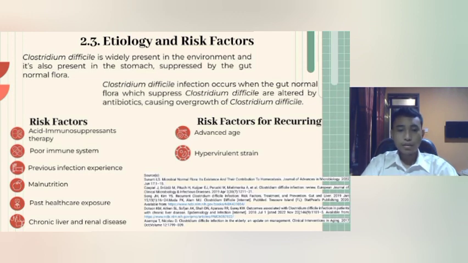As for the risk factors, there are acid immunosuppressant therapy, poor immune system, previous infection experience, malnutrition, past healthcare exposure, and chronic liver and renal disease. And as for the risk factors for recurrence, there are advanced age and hypervirulent strain. That's all from me. The next will be discussed by my colleague.